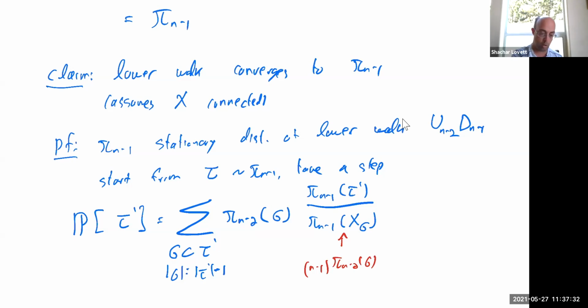So if you put this together, these two things cancel. We get 1 over n minus 1 times the sum over all sigma, where sigma is in tau prime. The size of sigma is in this case n minus 2.